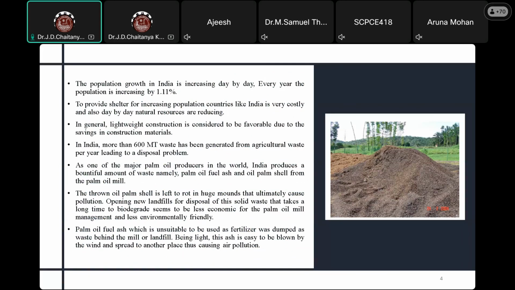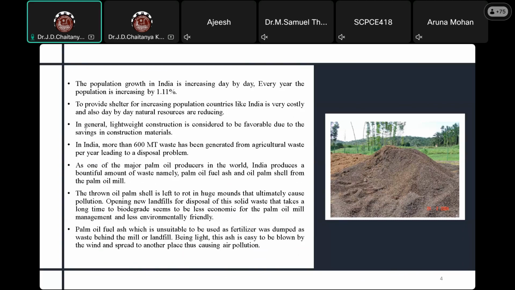India's population is increasing day by day; last year it increased by 1.11 percent. Here we are replacing the palm oil shell. What happens with the palm oil shell? After extracting the palm oil from the palm oil fruit, the waste is dumped on barren lands. Every year, India itself generates 600 metric tons of waste from this industry.